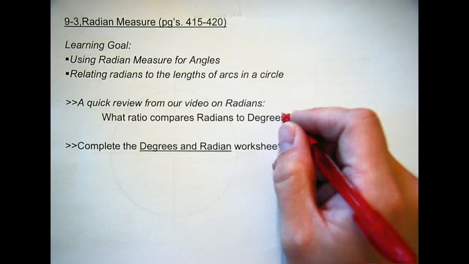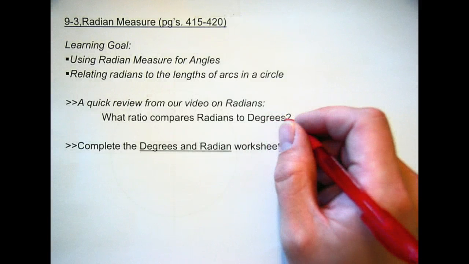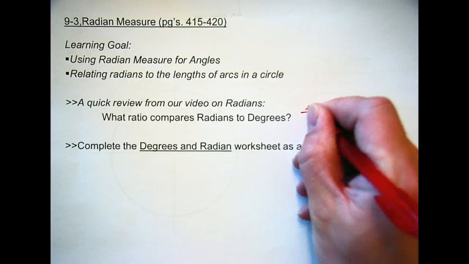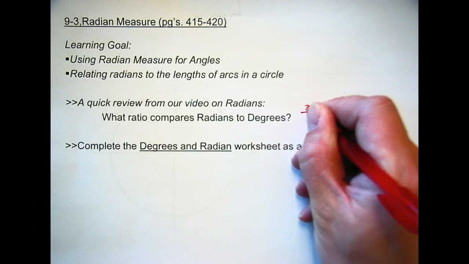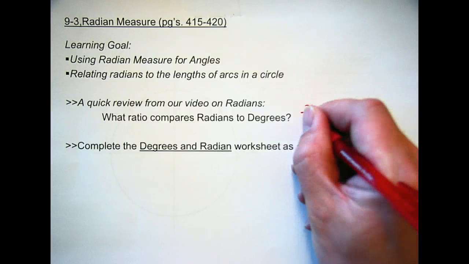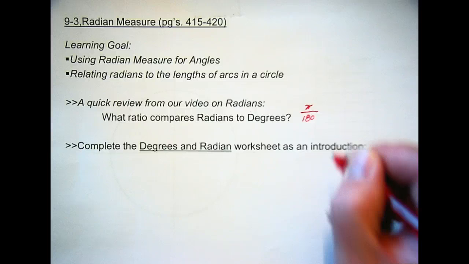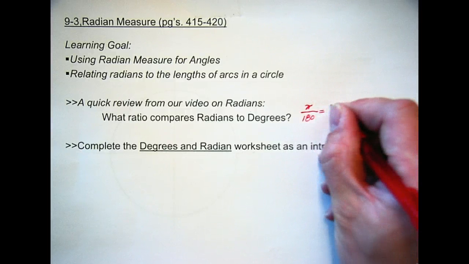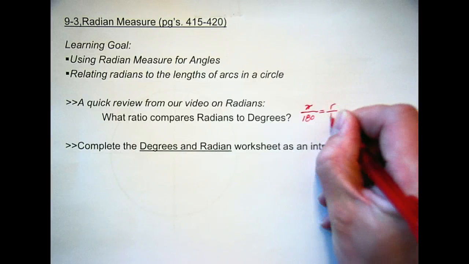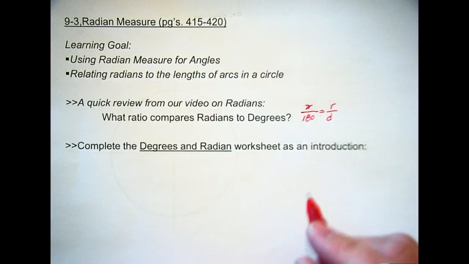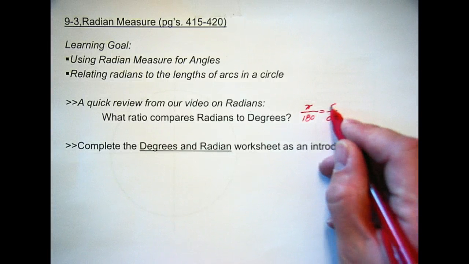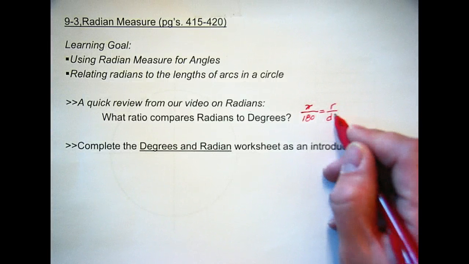What's the ratio? Pi over 180 equals R over D. The one we used in class was pi over 180. Okay, that's the ratio. We set that as a proportion equal to R over D. R is radians, right? Radians over degrees.